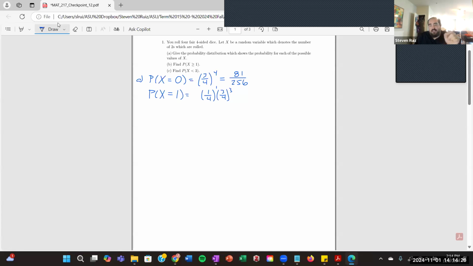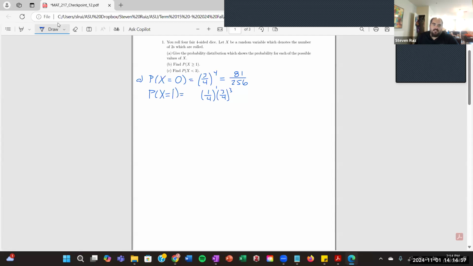But I left a space here because there's one thing we're missing. I have 4 dice, so there are 4 possible ways. There are 4 different dice that can give me this too, so I have to account for that. Basically, there are 4 combinations here. And I have to think about what notation I have been showing you for this.